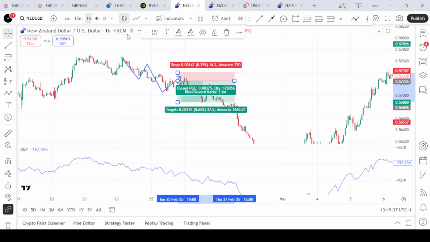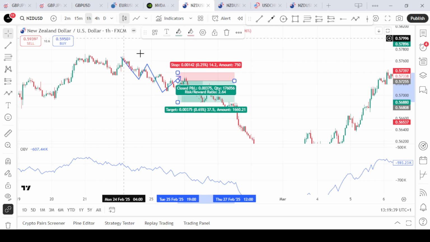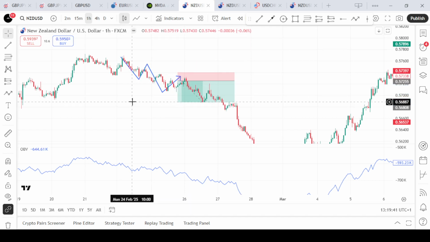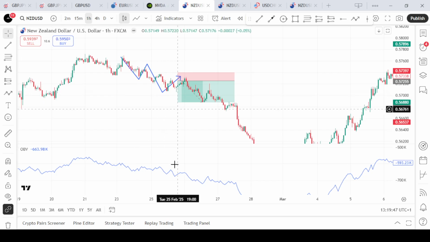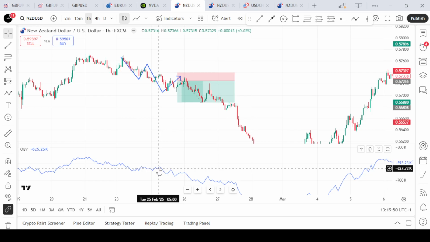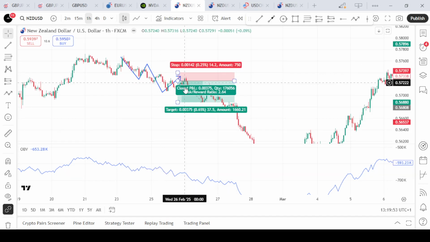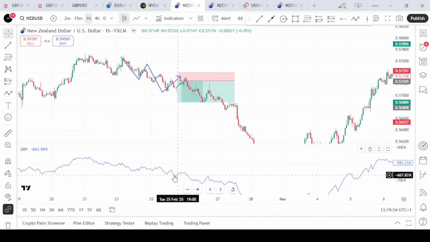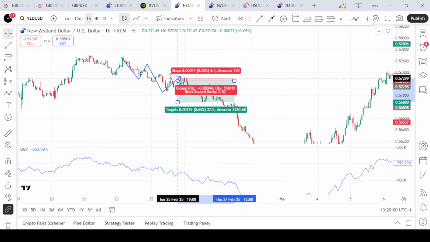Now, setting take profit targets is crucial for risk management. Always set your stop loss just above the OBV resistance region. In this trade, if we align where we entered, the OBV region is this area. So you just put your stop loss just above this area that aligns with the OBV.